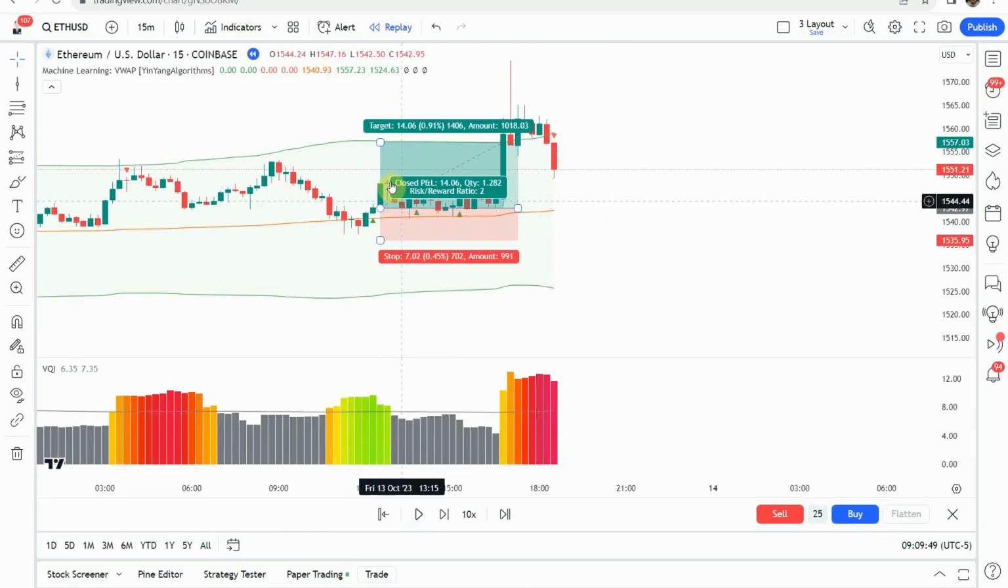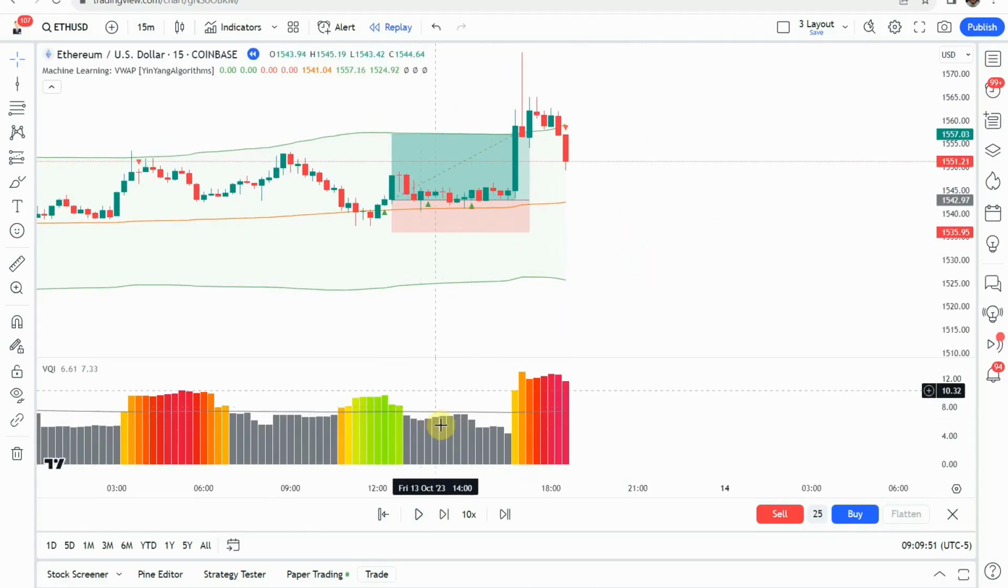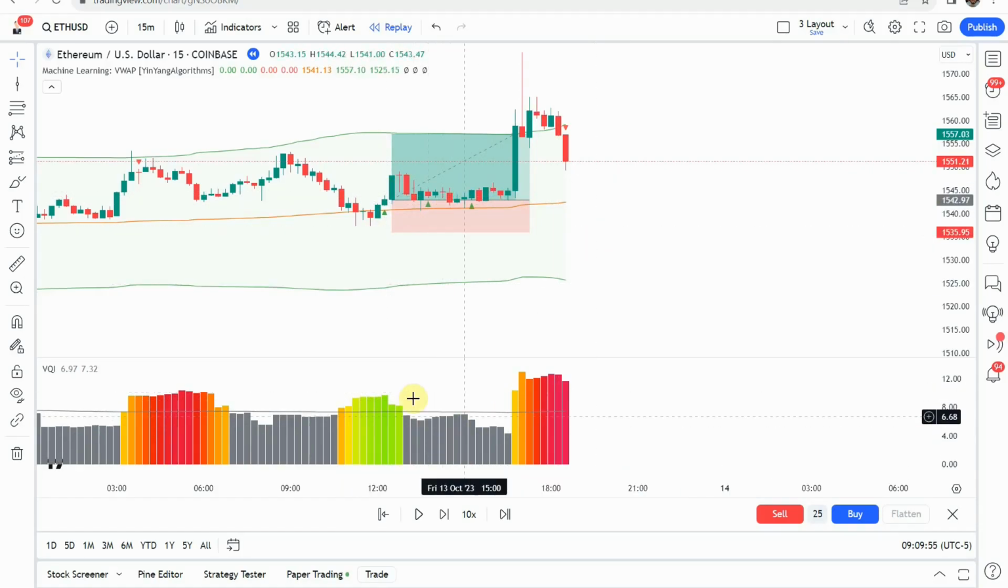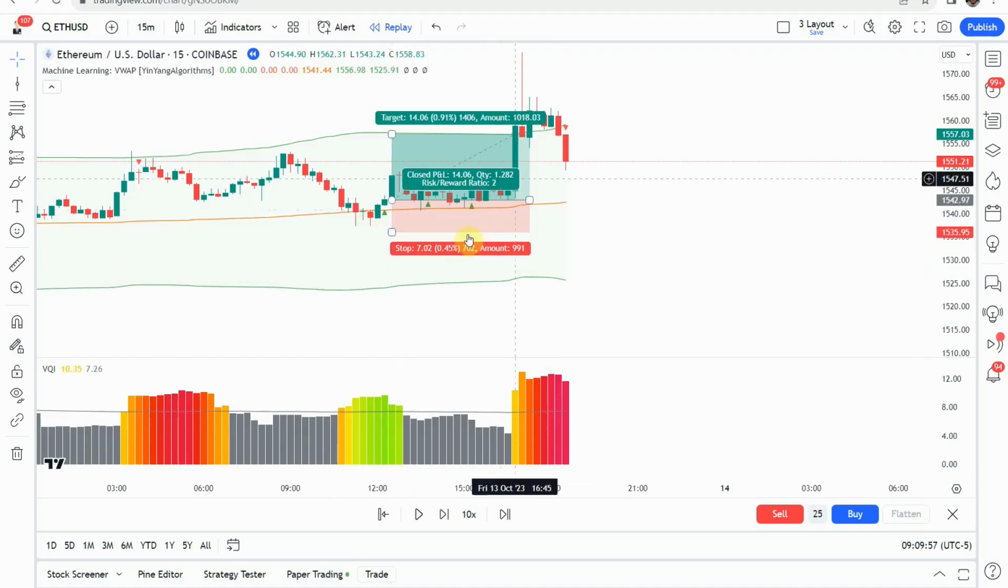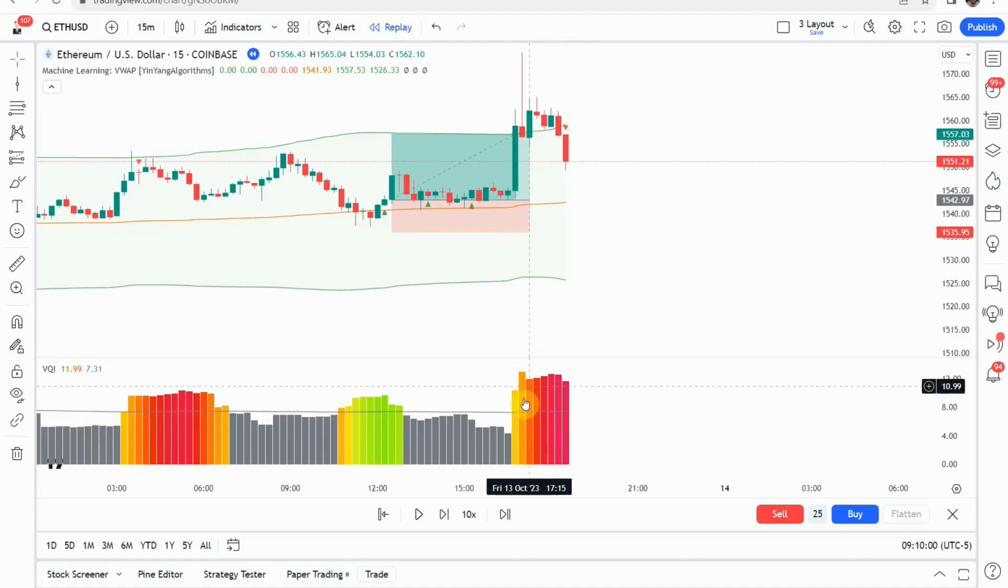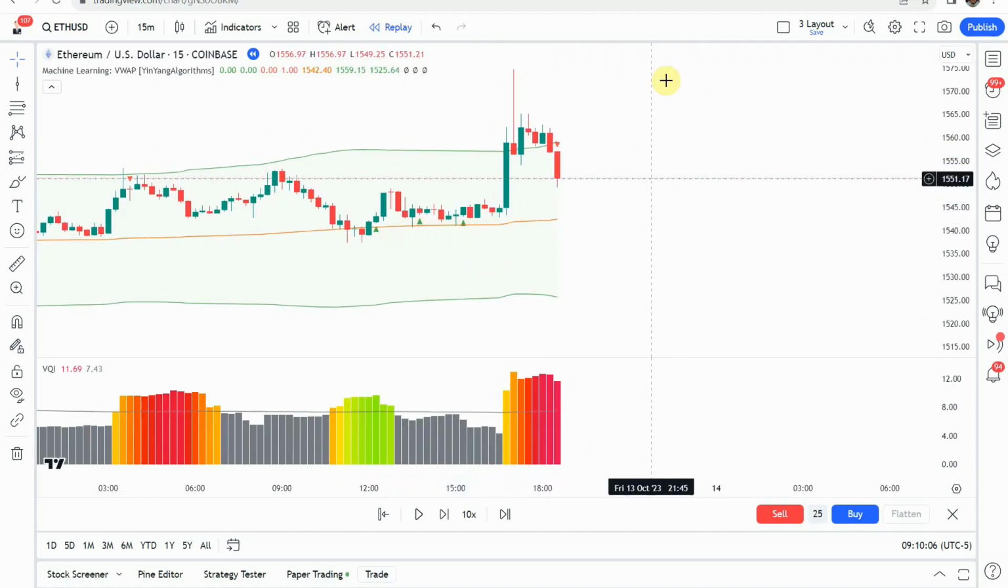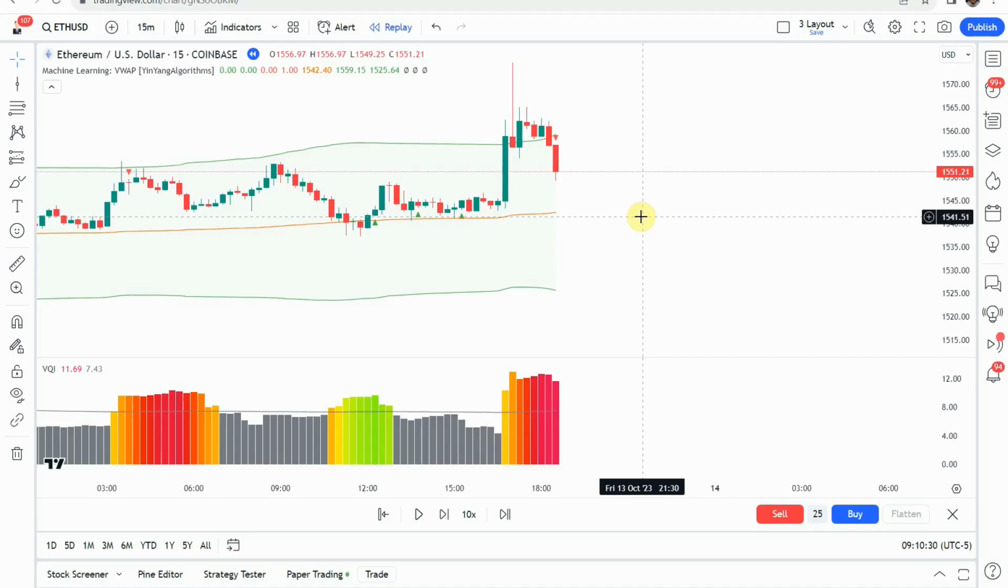All right, so you see that we get consolidation here. Interestingly enough, you can see that the VQI is showing that consolidation or lack of volatility. And then we get a nice spike to the upside with the volatility increasing, and we get to our take profit. And of course, you would have the opposite setup for a short signal.